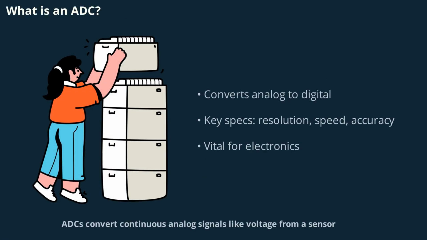ADCs convert continuous analog signals, like voltage from a sensor, into digital numbers that computers can process. Imagine a thermometer measuring temperature. The analog signal is the actual temperature, and the ADC turns it into a digital value displayed on your screen. Key specifications of ADCs include resolution, which tells you how finely the signal is measured, speed, which is how many samples per second it can process, and accuracy, which is how close the digital output matches the real signal. Understanding these basics helps us appreciate why different ADC types exist.